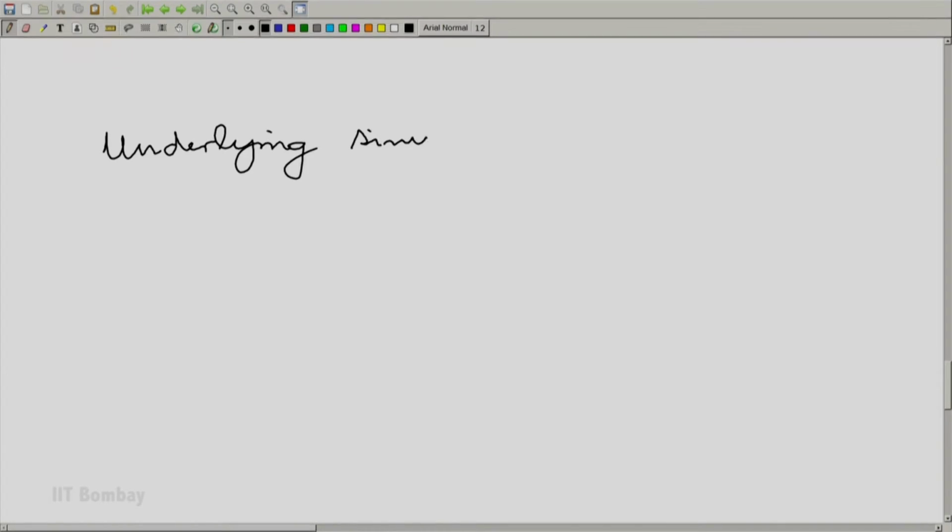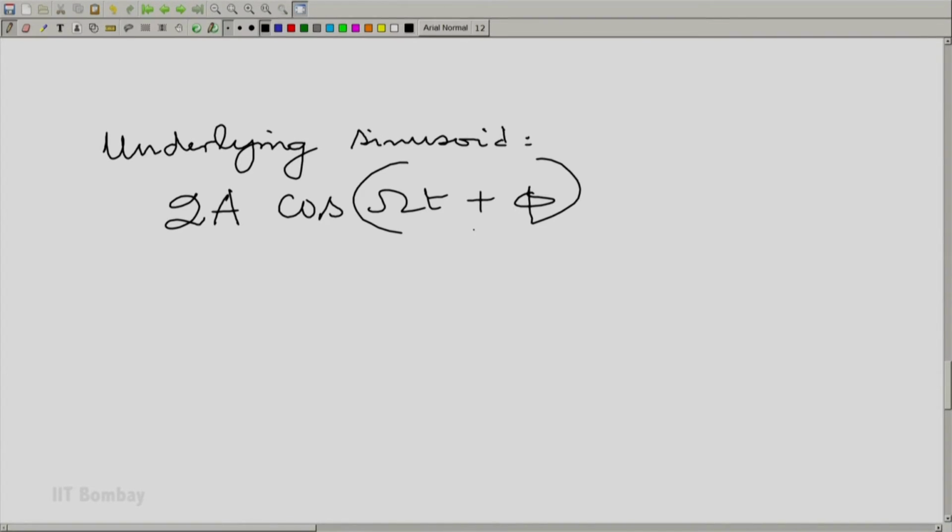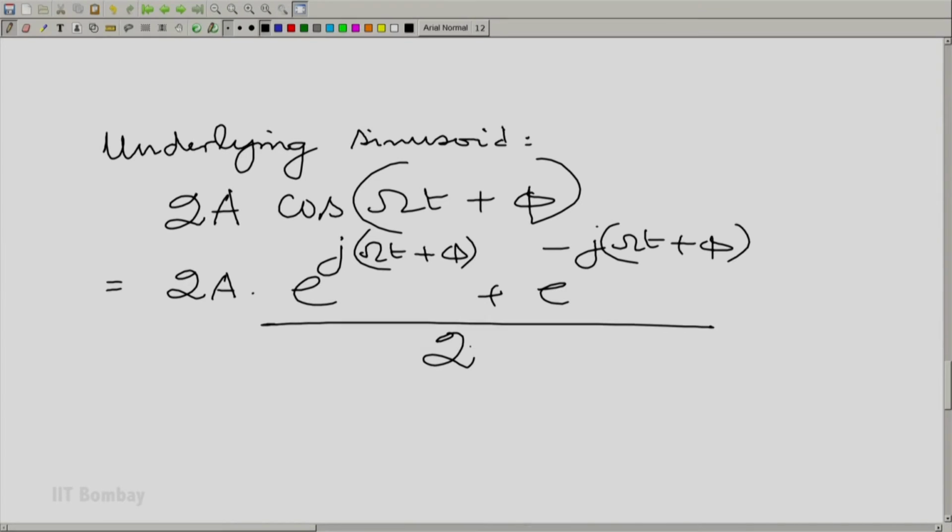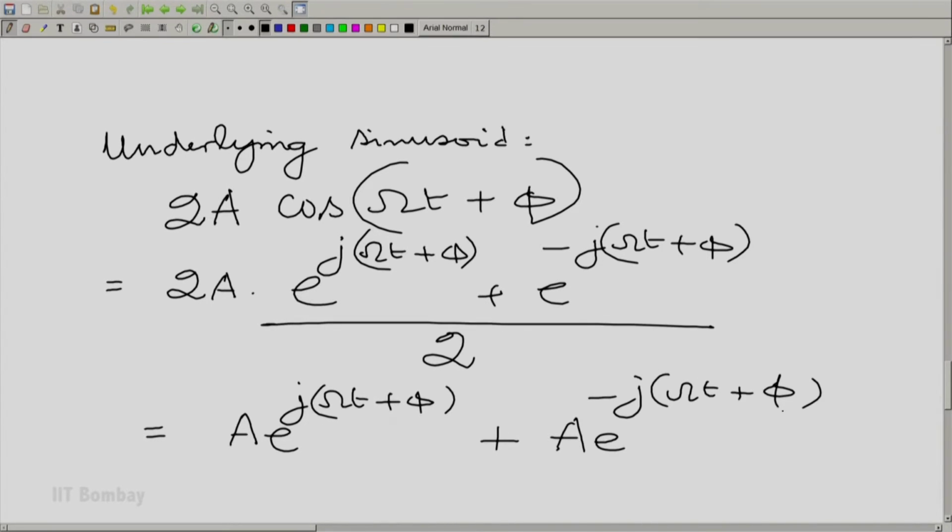So, if you take the underlying sinusoid here, which we could write as a cos(omega t plus phi). Now, you see, the beauty is that you could write this as 2a times [e raised to the power j(omega t plus phi) plus e raised to the power minus j(omega t plus phi)] divided by 2, and that is a e raised to the power j(omega t plus phi) plus a e raised to the power minus j(omega t plus phi).